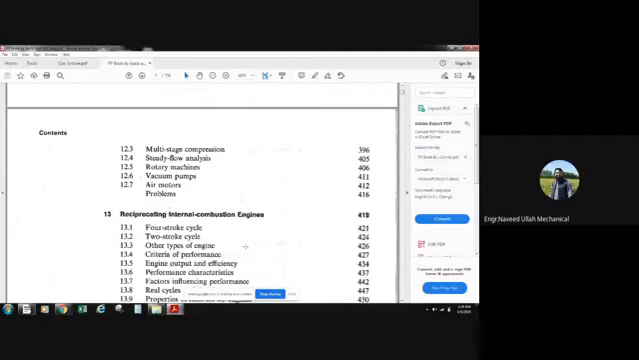Okay, so in summary, I would like to say that if you have this book, fifth edition of Applied Thermodynamics for Engineers, that is basically enough to cover all the topics included in this particular course, right?